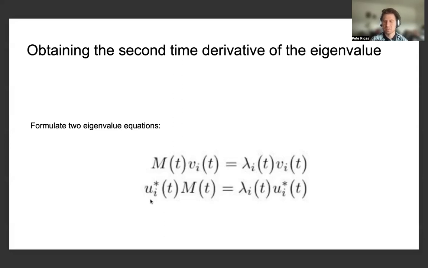So first, to obtain the desired expression for the second time derivative of the eigenvalue, we'll need to formulate 2 eigenvalue equations, which are the 2 following equations. We'll first need to take a look at the action of the real matrix M of t on the eigenvector v_i of t. And from the definition of eigenvalues and eigenvectors, we know that this is equivalent to the eigenvalue lambda_i of t multiplied by v_i of t, as well as the fact that we can also form a second eigenvalue equation by looking at the complex conjugate of the ith eigenvector, u_i star of t, multiplied by the matrix M of t, which is also equivalent to lambda_i of t times u_i star of t.